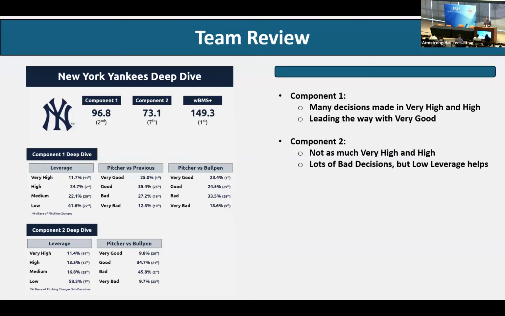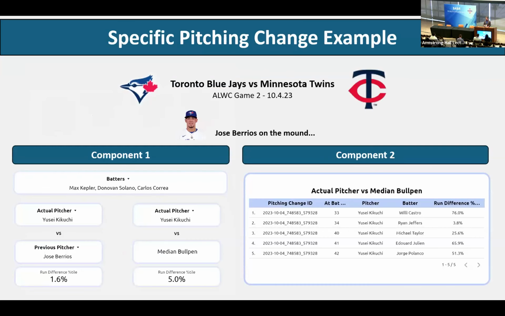Component two is a little bit more messy, but what's not absolutely killing their score is that they have a lot of these decisions occurring in low leverage situations. So paired up with a lot of bad, it's not hurting them nearly as much.